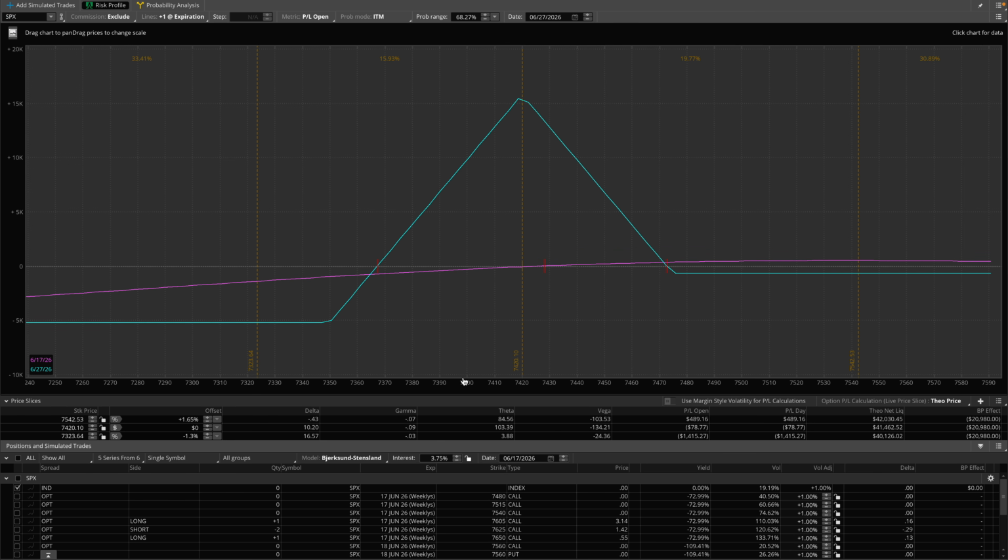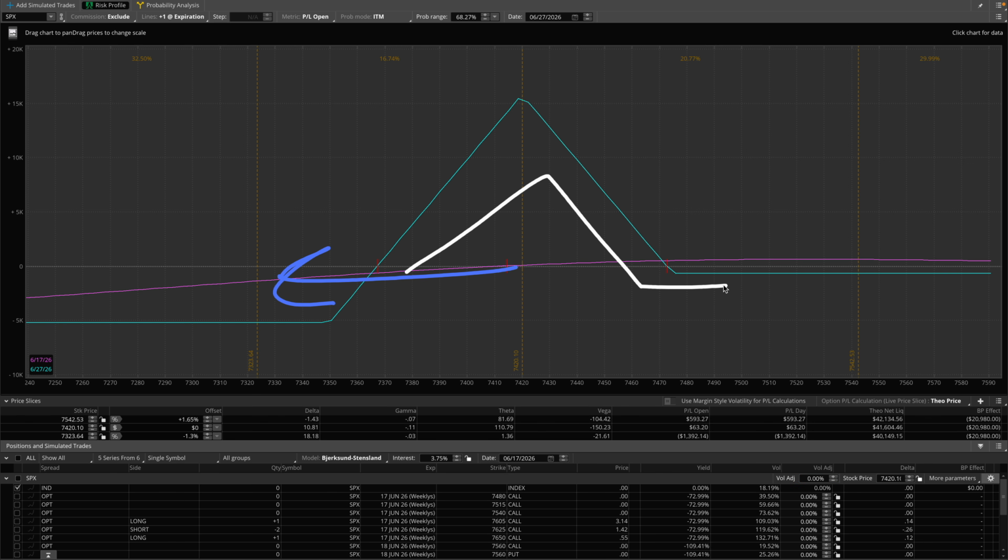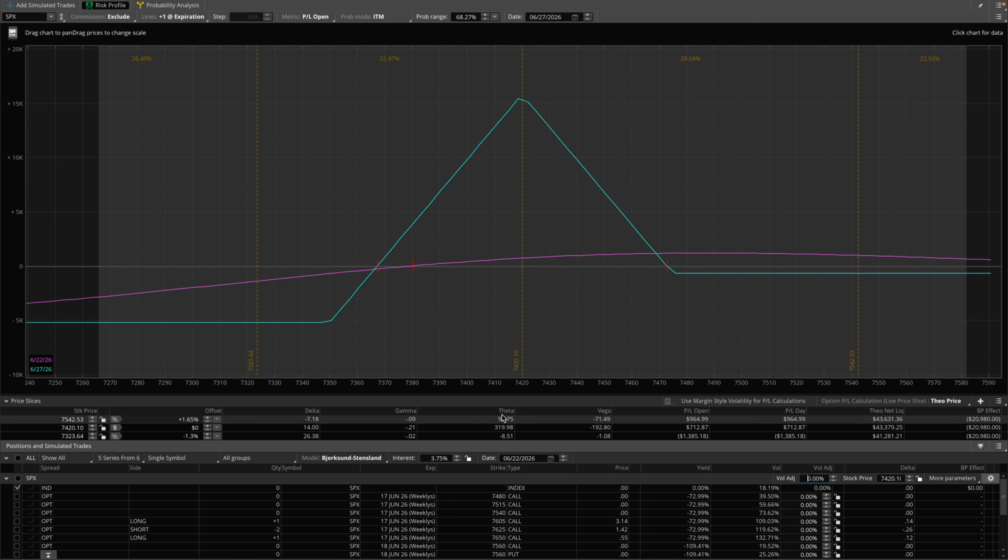Now, if we rewind for a second, let's just jump back and reset everything, make sure everything is nice and default. That is the scenario in case everything goes wrong. And everything going wrong means the market goes down, as I am, again, slightly neutral to having a slight bullish bias. If the market was to remain where it is over the weekend, this position will be up.